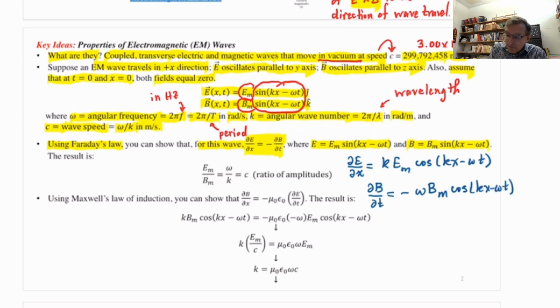And I put both those expressions into that. Let's see what we get. I'll write it right beneath here. k E max cosine of kx minus omega t equals negative omega B max cosine of kx minus omega t. I got two negatives multiplied together, so the negatives cancel.